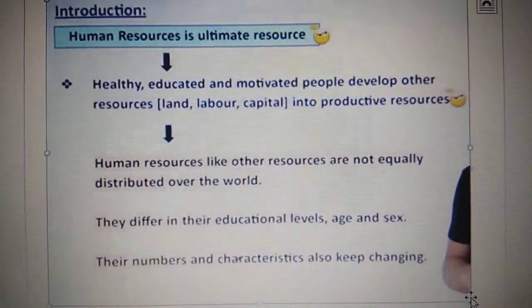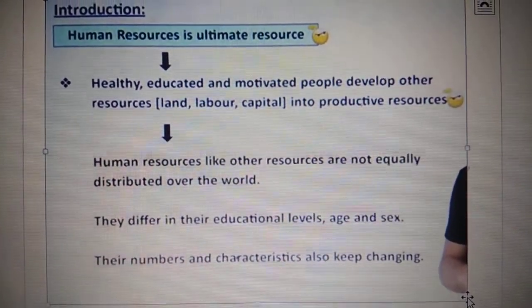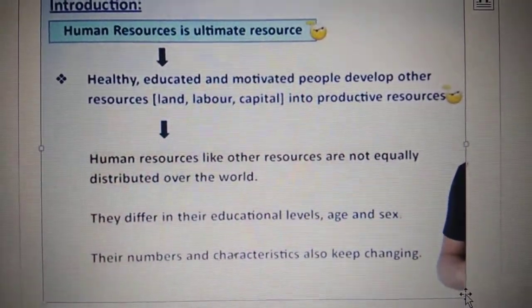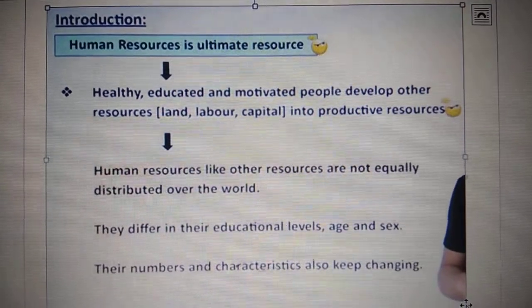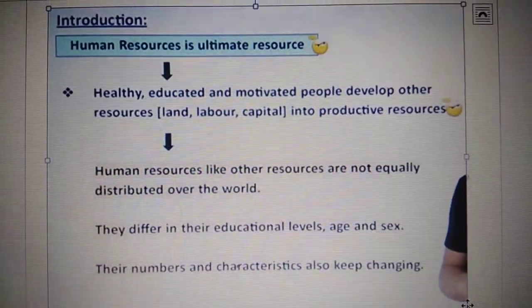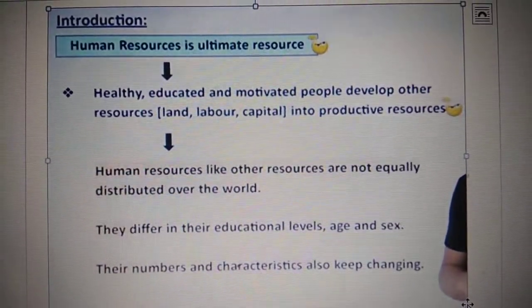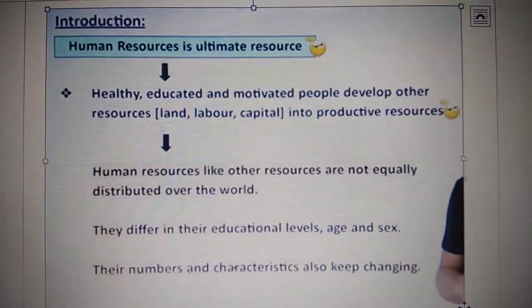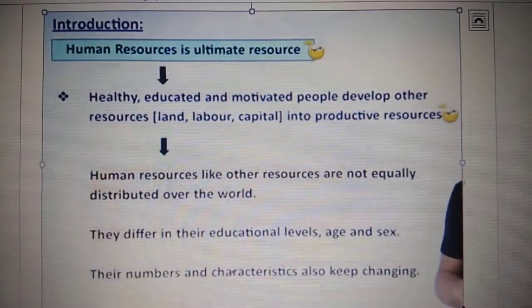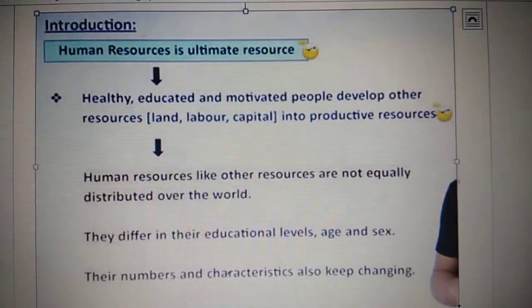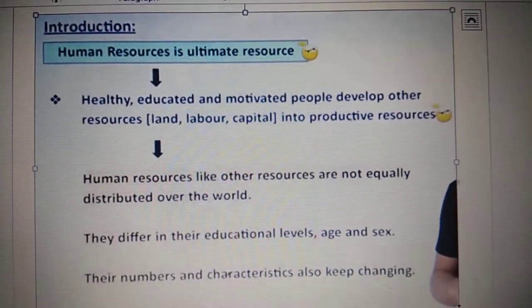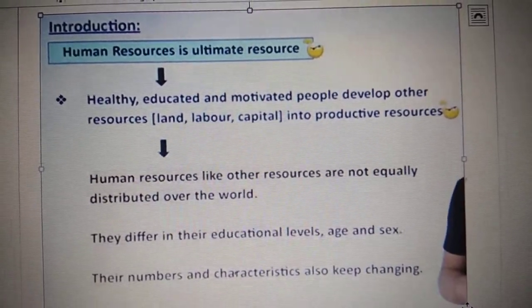Now, for example, imagine an island with thousands of gold mines, but people do not have access to them. Does the gold mine have any value? No, it does not. It is the people who give meaning to a resource. So, it is their ability to turn that gold mine into a resource. So, that is why we consider people or humans as the ultimate resource.